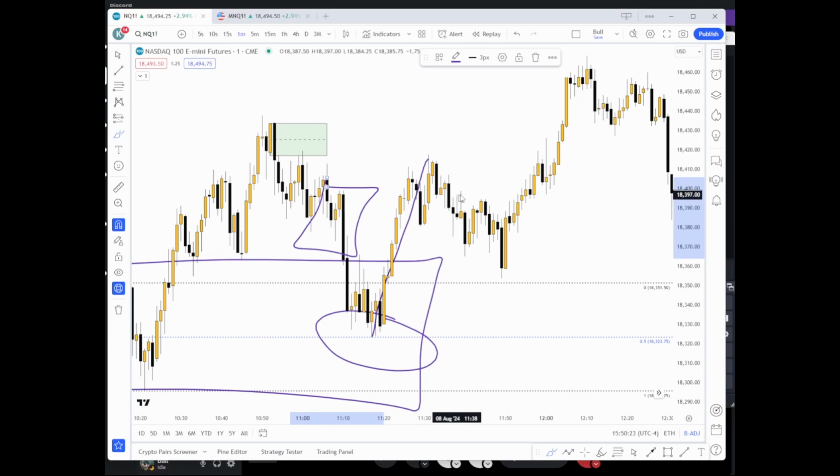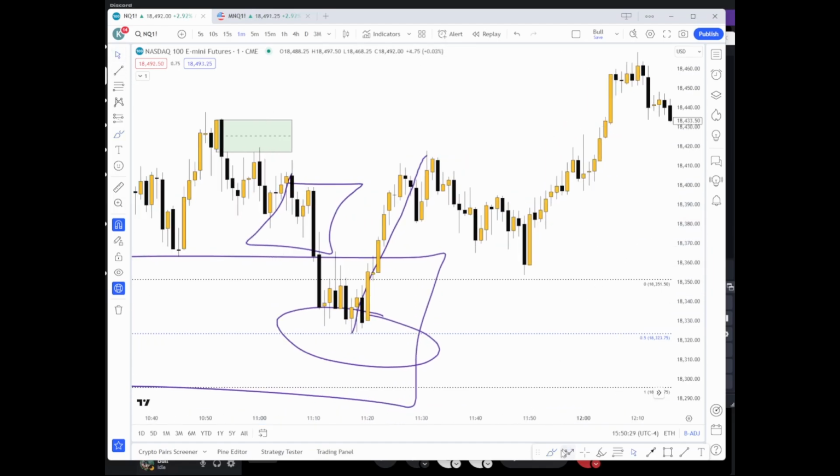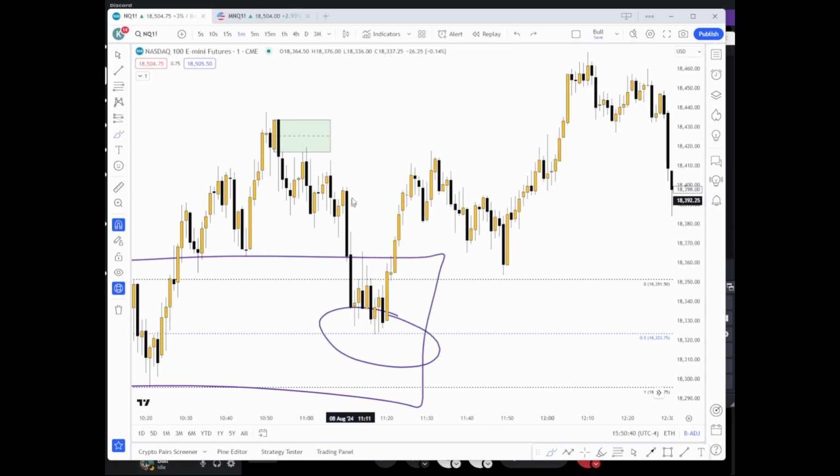Sorry to sneeze. Right? Now, as I was discussing this with somebody in here, the only caveat to not looking for this as short, this is definitely not an A+ short. Why? Because we don't have any inducement that occurs beforehand. But there's still the possibility of sweeping it and then actually getting a movement back down to continue higher. And the expectation is to continue higher.